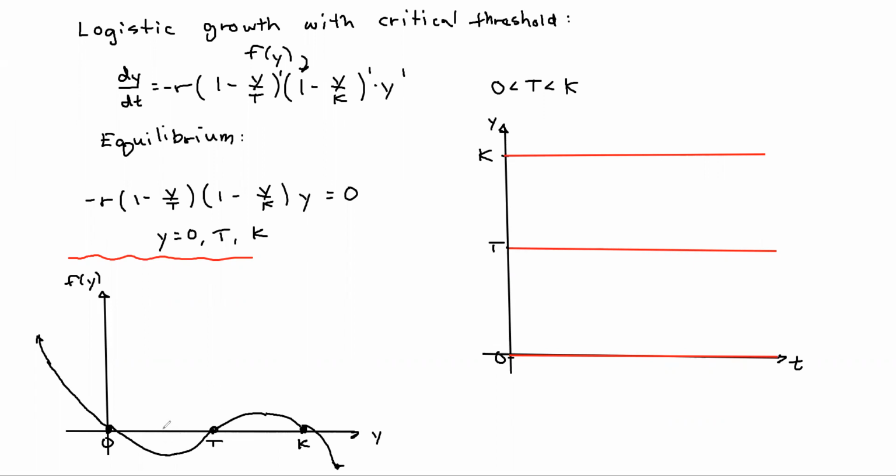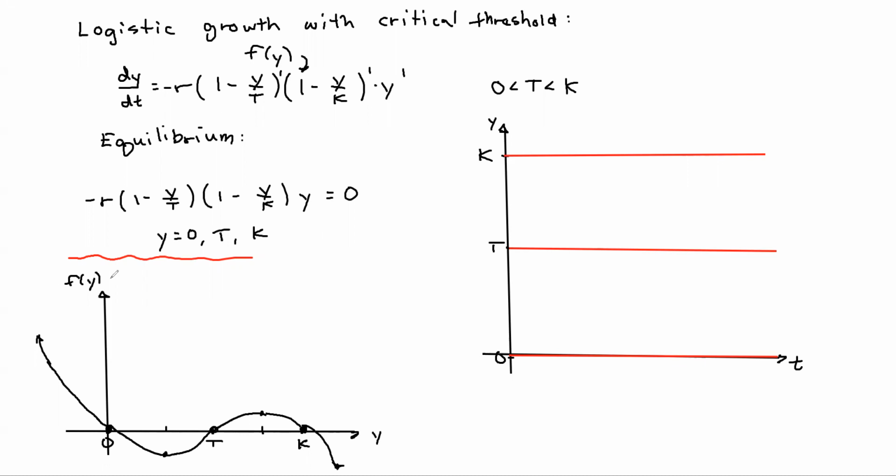Okay. As far as where the minimum is here and where the maximum is here, you'd have to go through and solve for that. It's not halfway between 0 and t, or halfway between t and k. You'd actually have to go through and solve for it. So how could you do that? Well, you could use a Calc 1 technique, right?